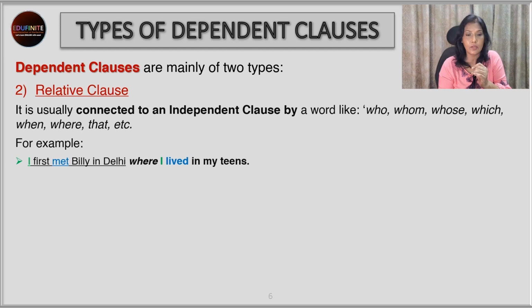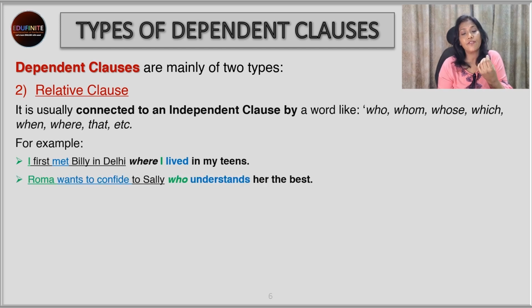Next, Roma wants to confide in Sally. Now this gives us a whole picture and it has a subject as well as a verb phrase. So that's the independent clause. Now, "who understands her the best?" What is happening here? The dependent clause begins with "who," and "who" is the subject and "understands" is the verb, and it is not giving us a complete meaning, so this is the dependent clause. And since it begins with "who," this is the relative clause.